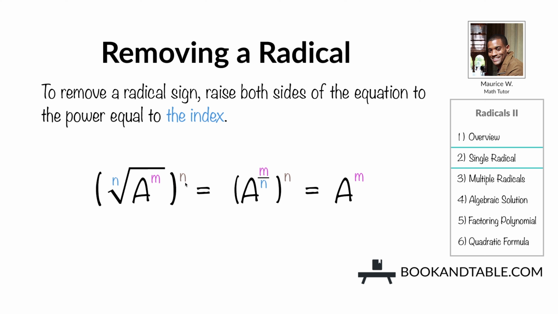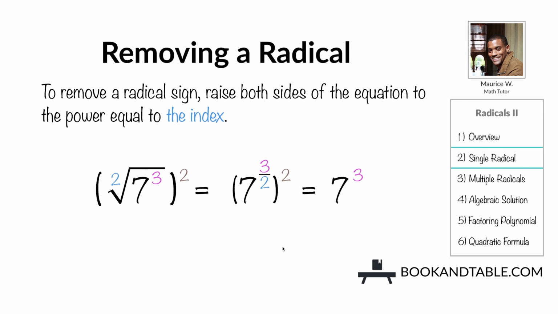Why is that? Well, again, in exponential form, it would be a to the m over n. And now when we raise this to another power, this term multiplies against this exponent. So this n negates this n, leaving you with just m. So this cancels out the radical term, leaving you with what's just underneath the radical sign.